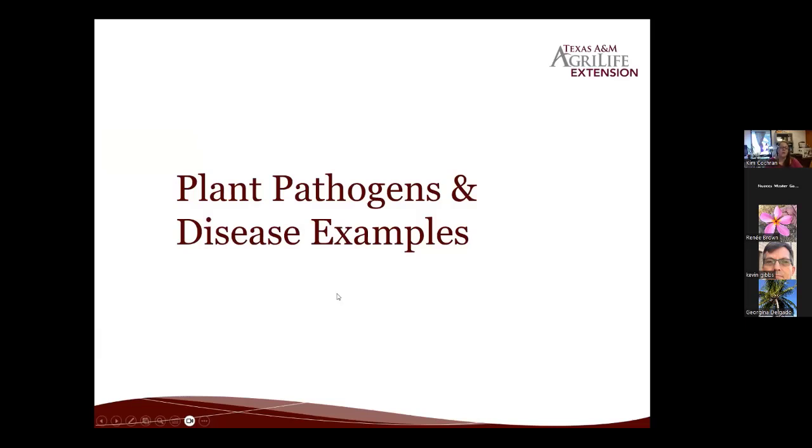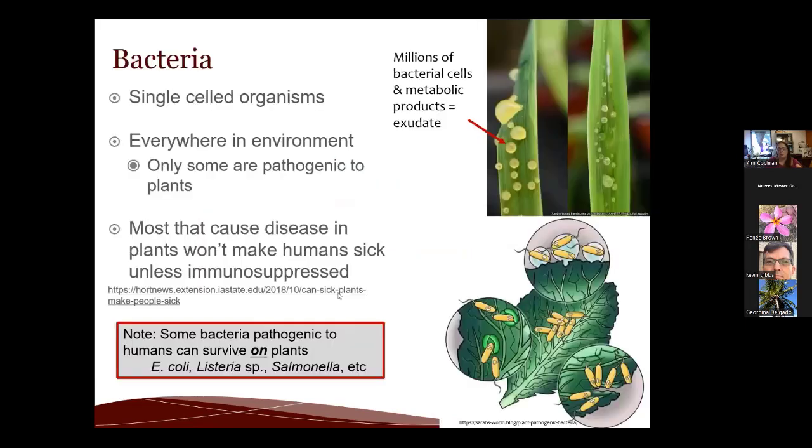Okay, so we're going to talk about plant pathogens and disease examples by group. So we're going to cover bacteria, viruses, nematodes, and then fungi. So bacteria, as we all know, are single-celled organisms, and they are everywhere in the environment.